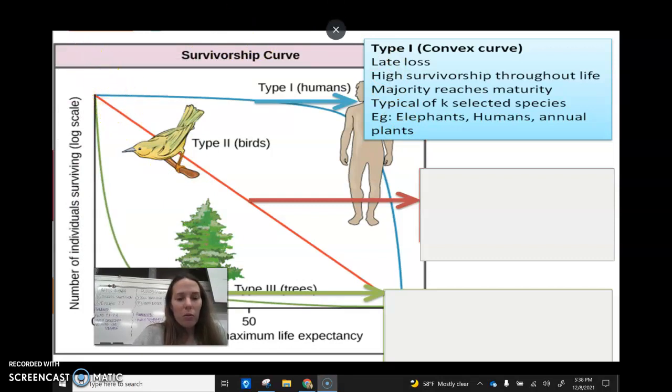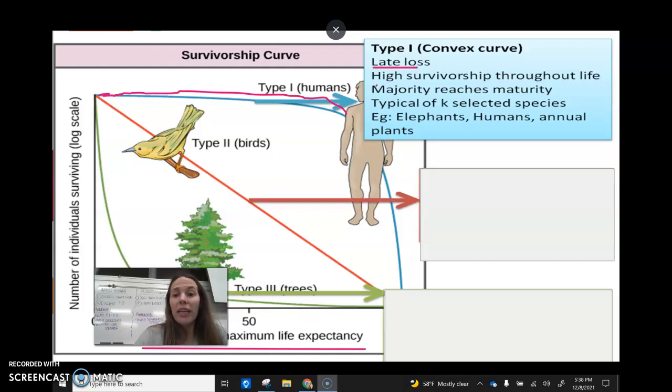Notice that we're looking at the percentage of maximum life expectancy. So how many organisms are alive? Well, take a look. We don't lose very many, right? We're starting at 100%, and we still have a lot of that 100%, all the way up until later in life when it drops off. That's why it's called late loss.